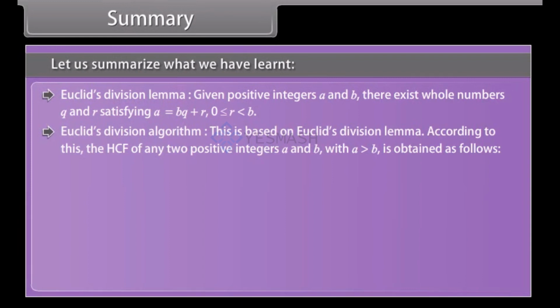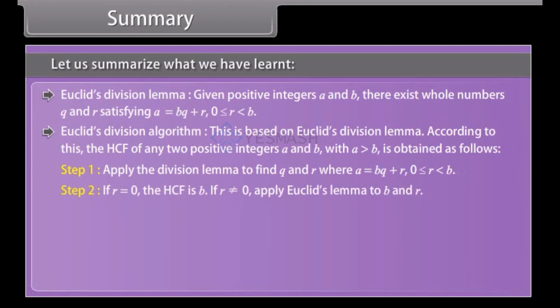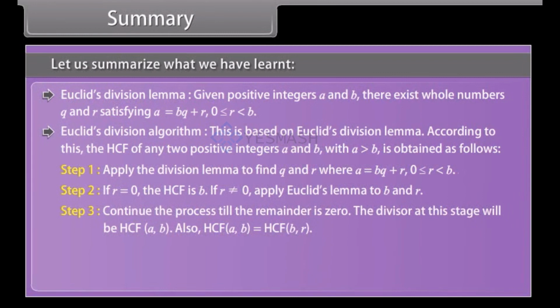1. Apply the division lemma to find q and r, where a is equal to bq plus r, 0 is smaller than or equal to r, which is smaller than b. 2. If r is equal to 0, the HCF is b. If r is not equal to 0, apply Euclid's lemma to b and r. 3. Continue the process till the remainder is 0. The divisor at this stage will be HCF(a, b). Also, HCF(a, b) is equal to HCF(b, r).